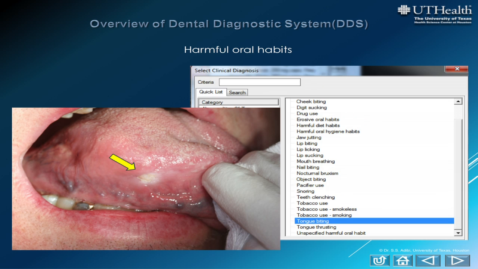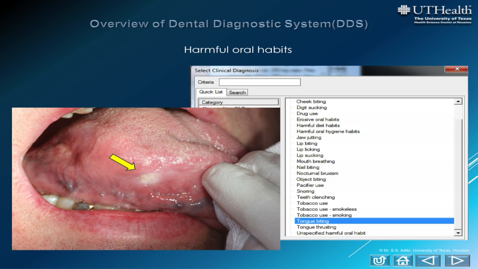Harmful oral habits are subcategorized on their own. This 45-year-old man presented to our clinic for a checkup and an unrelated condition. After review of the medical and dental relevant information, during the comprehensive dental examination, this white spot, unknown to the patient, was discovered. When questioned about it, he revealed that he had a sore tongue a week ago when he woke up in the morning.